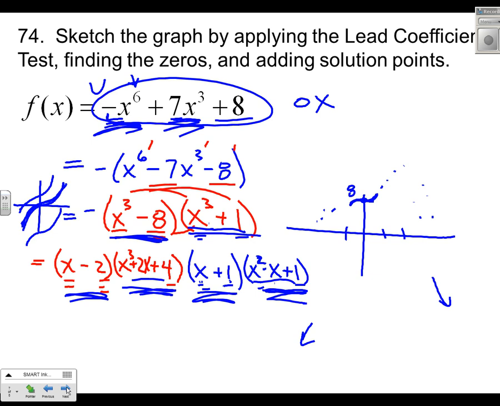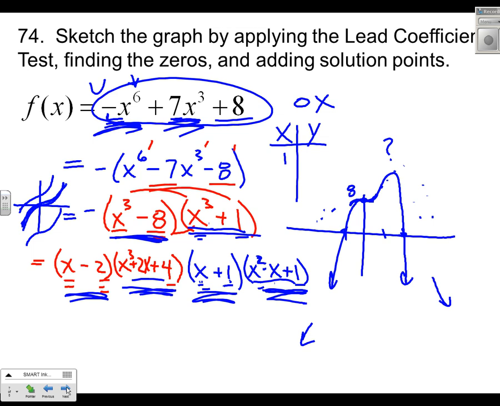So 0 here, 0 here, down through there. The only question that remains maybe is how high is this? So we could freshman graph, t-chart, maybe put a 1 in and see how high up we go.